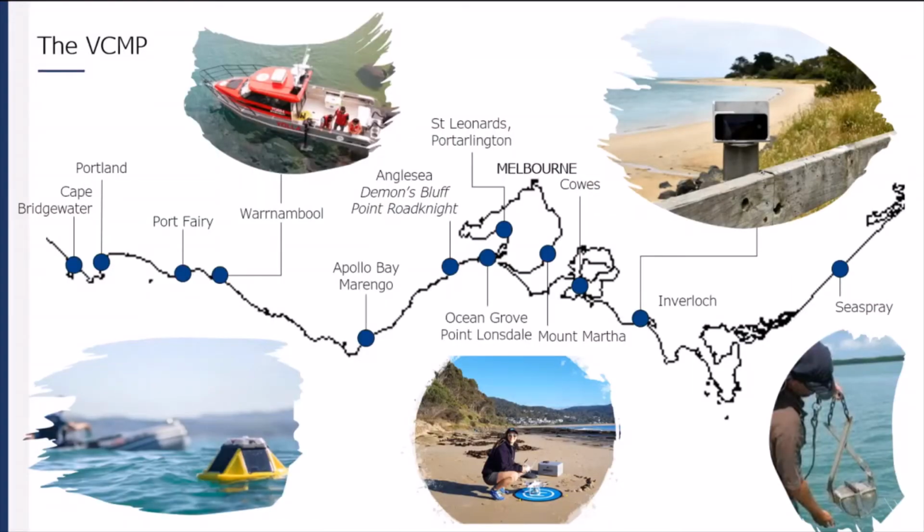Some of these priority coastal compartments are shown here by the blue points. Included are places like Port Fairy, Apollo Bay and Inverloch. I've also included some photos here illustrating some of the data collection that we have already done across the state. This has included connecting wave climate data, sediment sampling onshore and offshore, and monitoring coastal change through our citizen science drone programme and through the CoastSnap project.